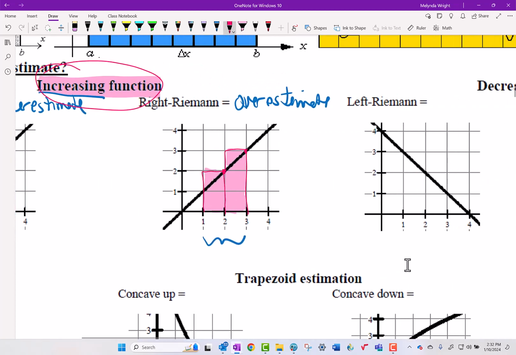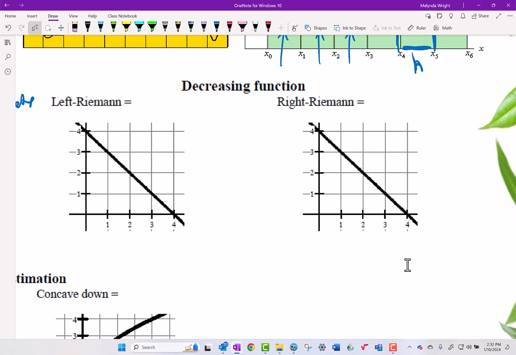So that's increasing. Let's look at decreasing functions. So we've got a decreasing function. I'm still just going to go 1 to 3. I need to do a left Riemann sum. So we've got the left side as the height, so I would be calculating this area. And so if we have a decreasing function and a left Riemann sum, we would have an over or under? An overestimate.